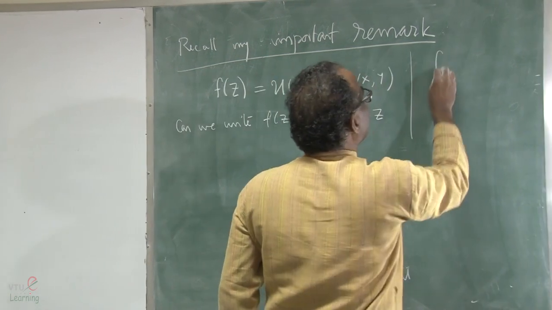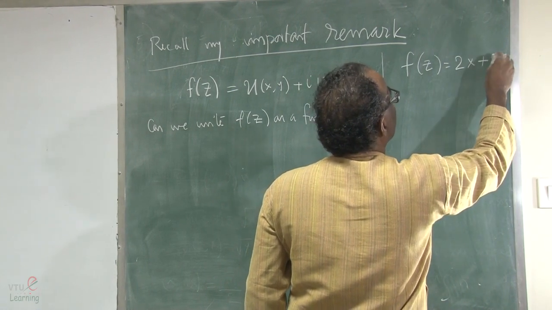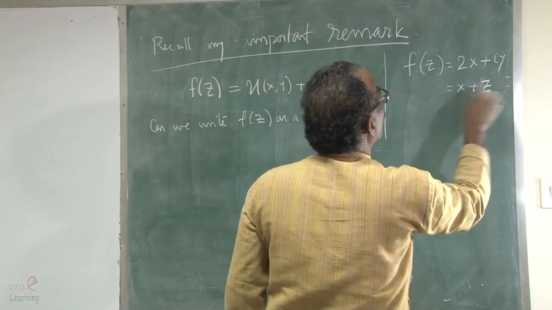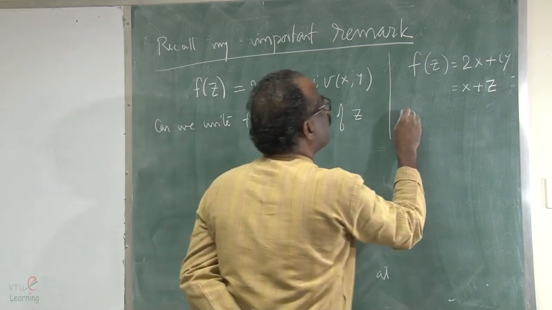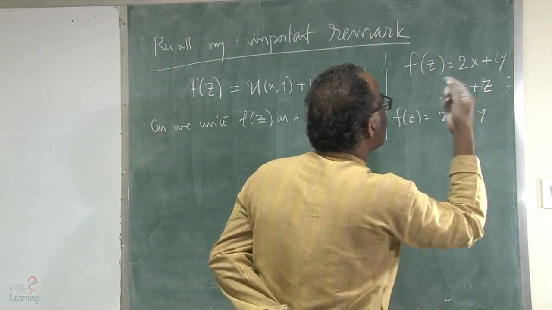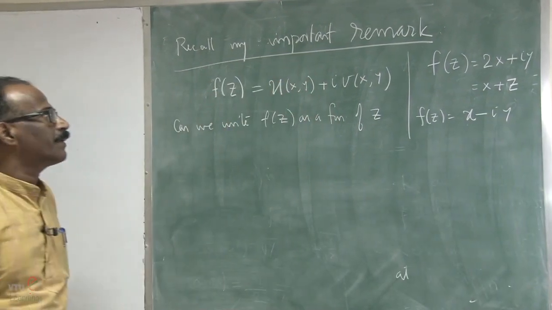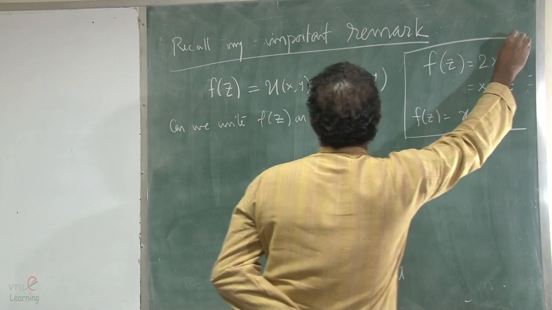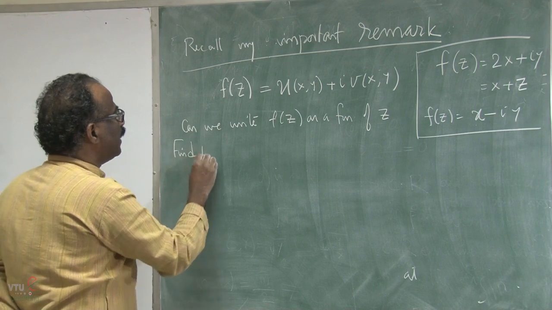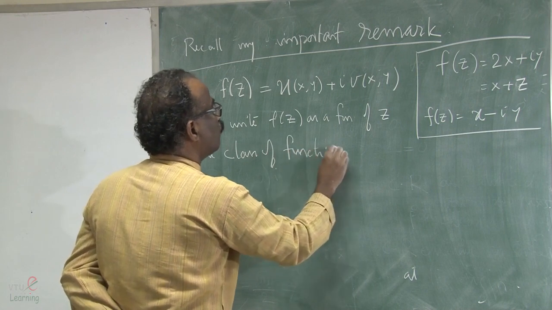And you have seen this typical example, I am recalling once again: the function 2x plus iy, this is nothing but x plus z. You cannot write f of z. It is a similar thing. If I have f of z equal to x minus iy, I cannot write this as a function of z. If you want, you can derive contradictions, but you cannot do it. So my question is, what are those functions? Find the class of functions which have this property.